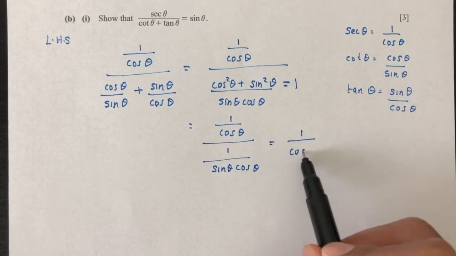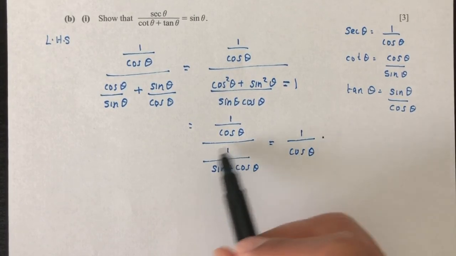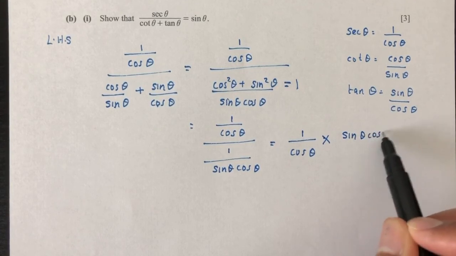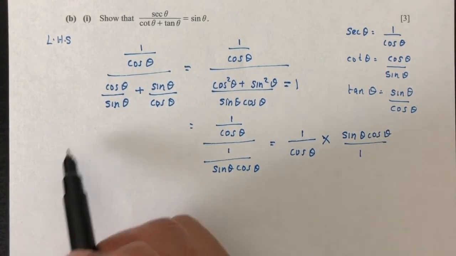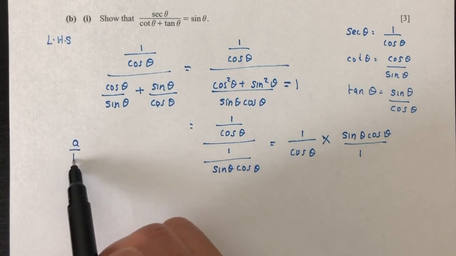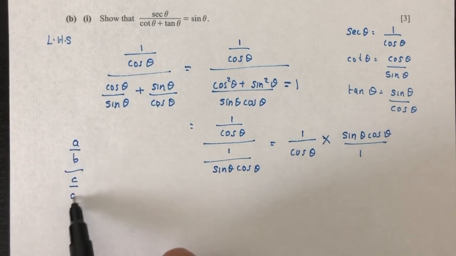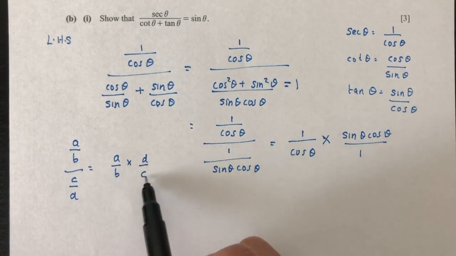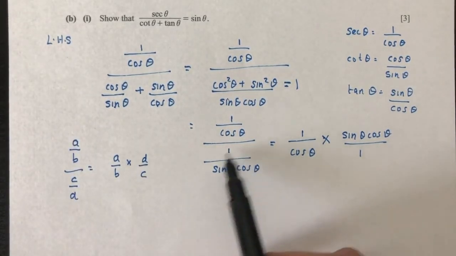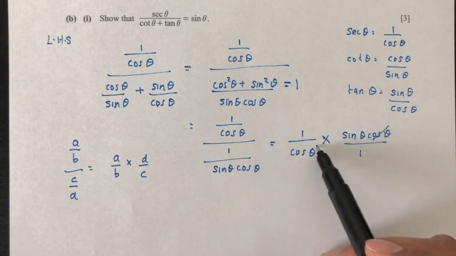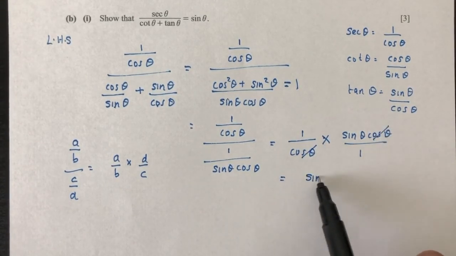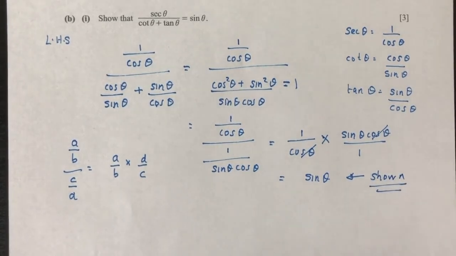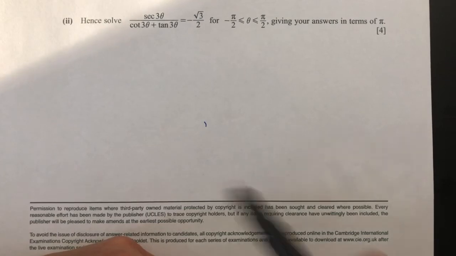So let's simplify. We have to bring this up, and it becomes times this over 1. I hope you know this: if you do A over B divided by C over D, it is the same as A over B times D over C. So this is how I get this. This one will cancel out, so it will be sine theta. So this is shown, as required for this one.